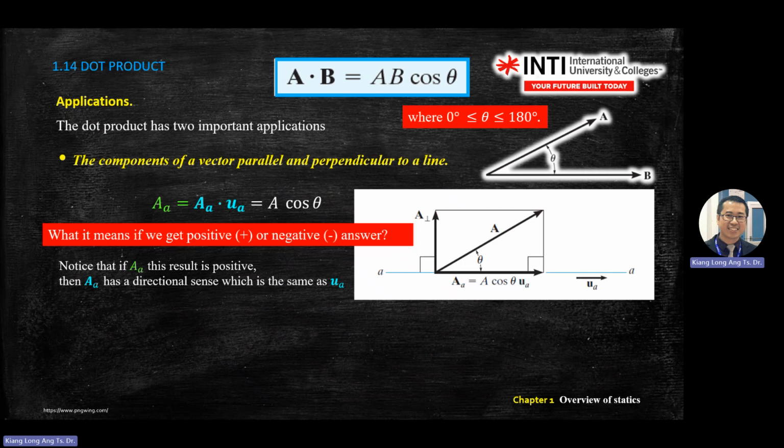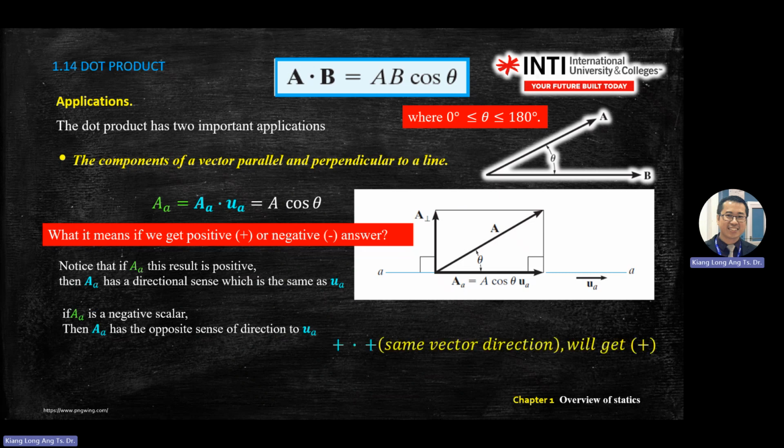So if in your final answer you get positive, it means your A is in the same direction as the axis, positive direction. If you get negative, it means you flip the direction to the other side. Okay. So if you get positive vector dot positive vector, you'll get positive, meaning the two vectors are in the same direction. If one is positive and the other negative, you get negative. Dot, you can take it as a multiplication.